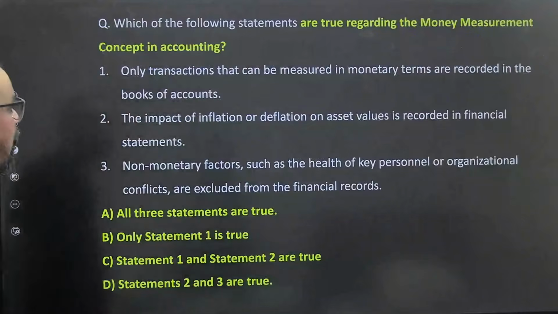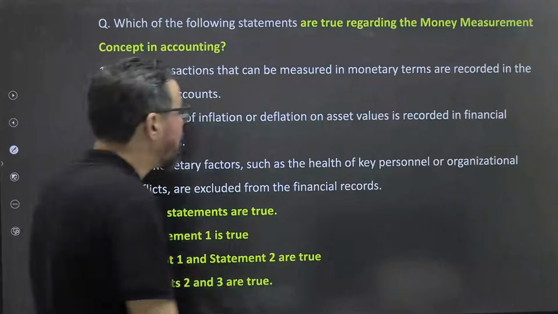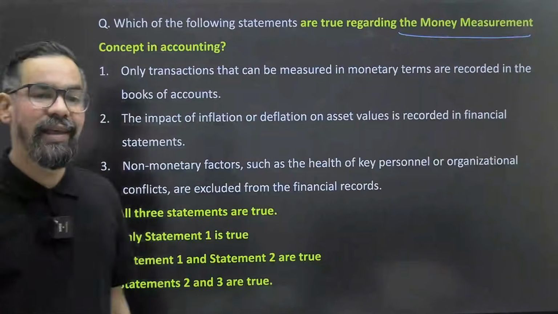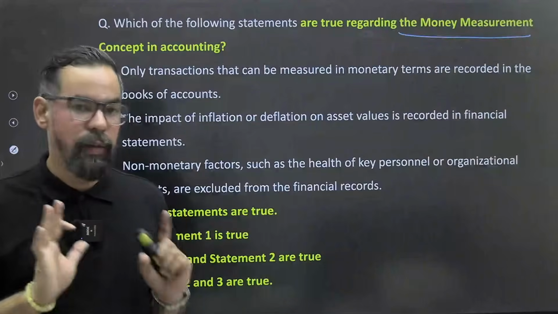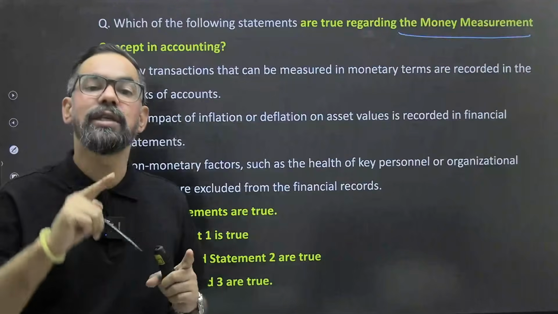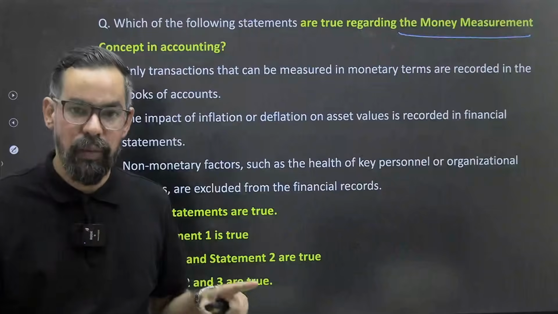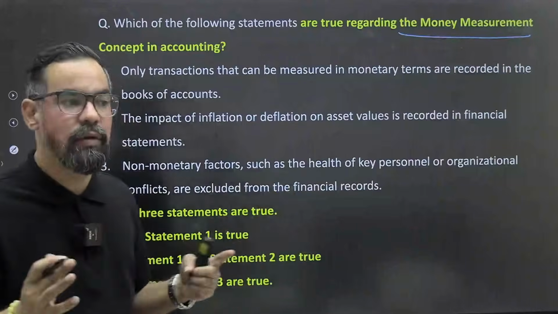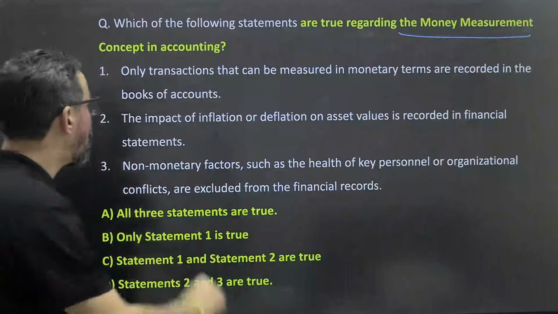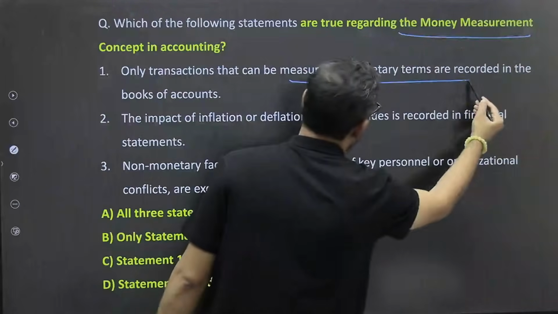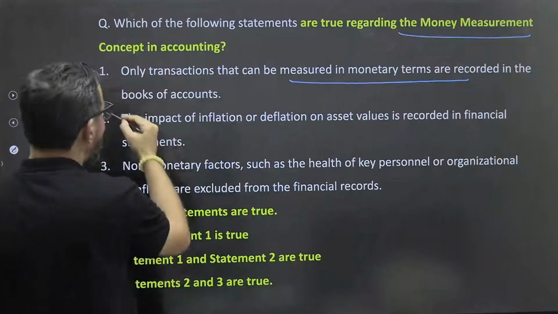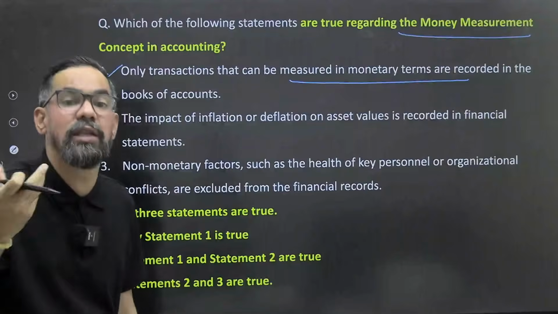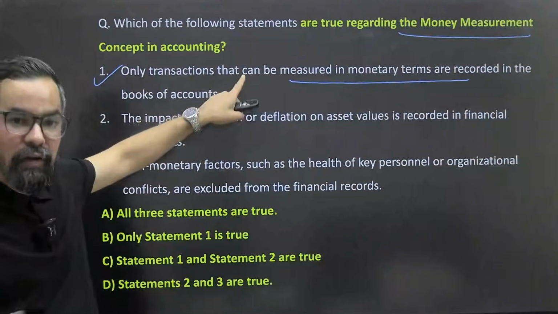One question, another question based on the money measurement concept. So, money measurement concept: anything which can be measured into money will be part of your book. Anything which cannot be measured into money won't be part of your book, right? As I gave you the example of health of the proprietor, you cannot account for that, right? So only transactions that can be measured into monetary terms are recorded in the book of accounts. It is also known as anything which has financial character will be recorded in your book.